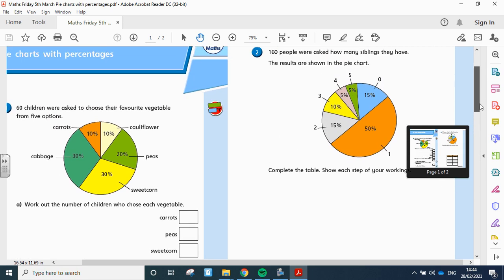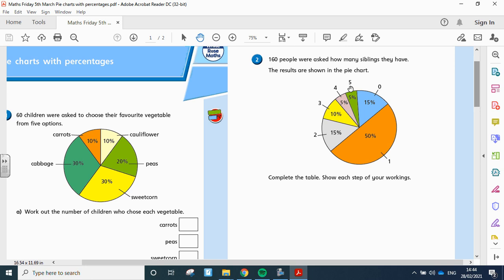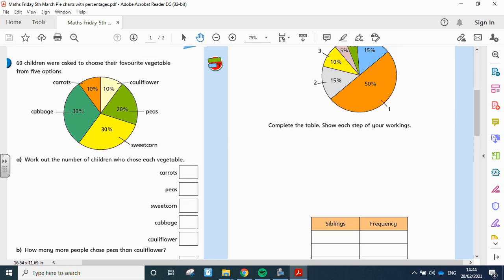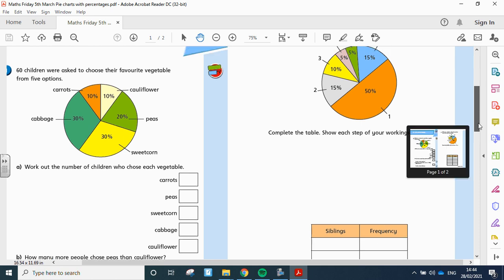Okay. So what have we got here? So 50% of the people that were asked have got one sibling. 50% of 160. If you can't remember and you can't see it on the pie chart, 50% is the same as a half. Look, it's literally half the circle. So if you can do a half of 160, then you can work out that one sibling and how many people have said that. So the frequency is like how many people have said that, okay? So one sibling is whatever you think 1/2 of 160 is. And then just keep going through.